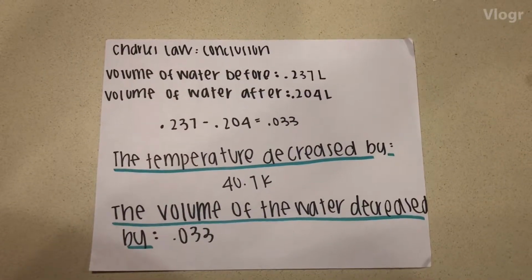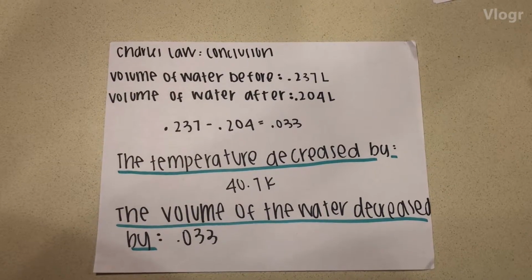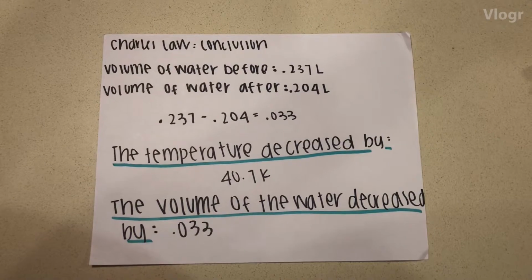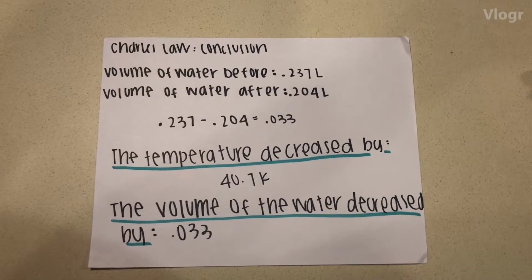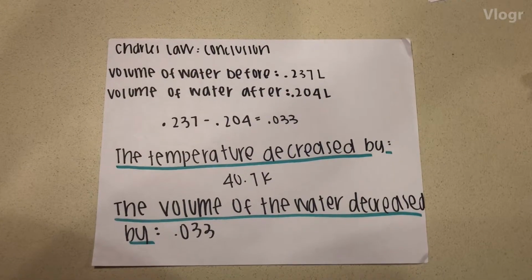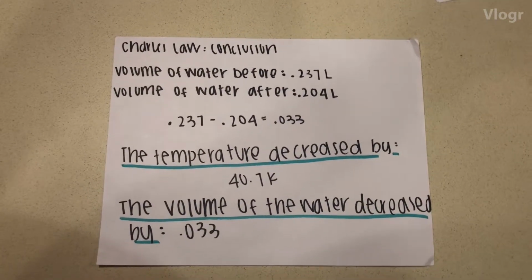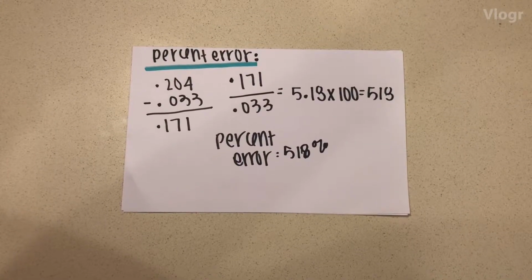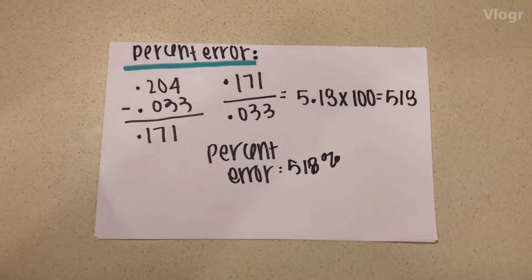Charles' law in conclusion. The volume before was 0.237 liters, after was 0.204 liters. I subtracted and got 0.033 liters. The temperature decreased by 40.7 K, and the volume decreased by 0.033 liters. This is how I will find the percent error. Using the numbers before, this is how I calculated percent error.